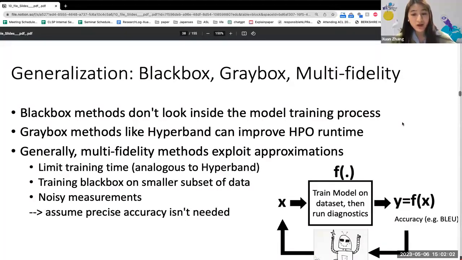Hyperband is also an example of multi-fidelity methods, which basically take advantage of approximations of the real training process or evaluation results. So this can be achieved by limiting training time or training on a smaller subset of data, where we get noisy measurements. In this situation, we assume that precise accuracy isn't needed, and instead we want to improve the HPO runtime.